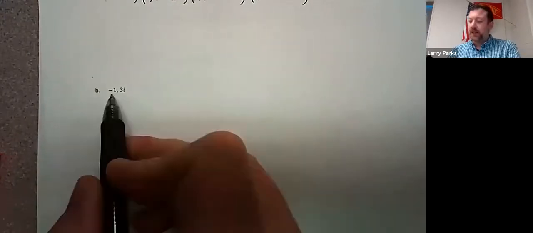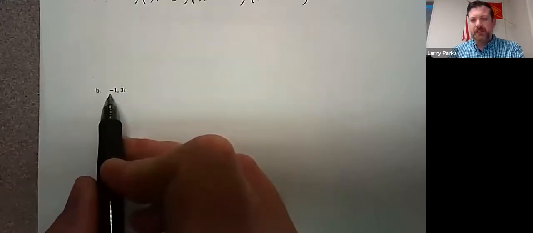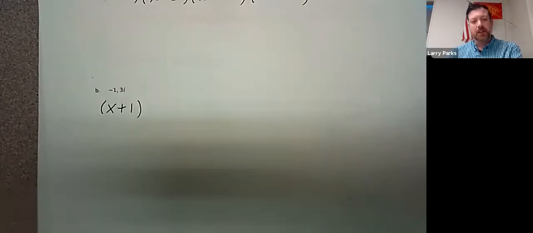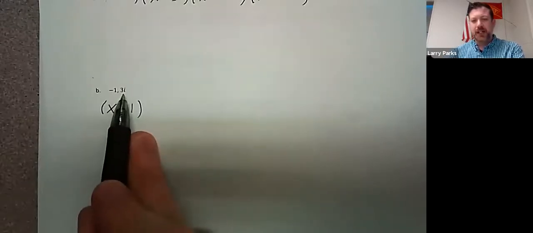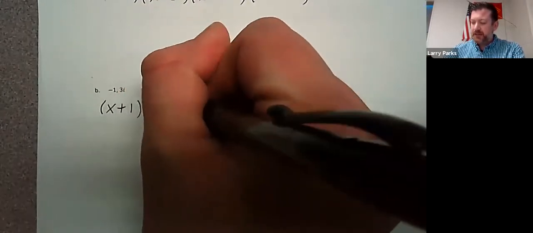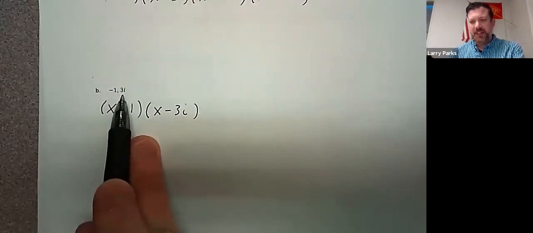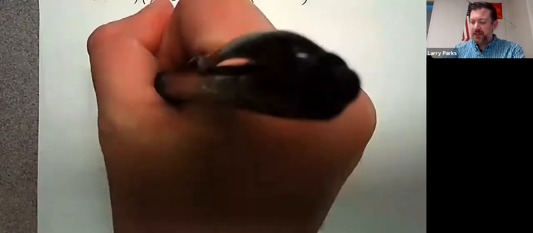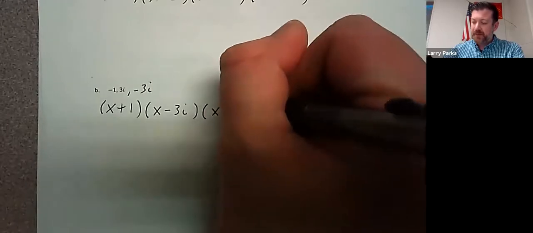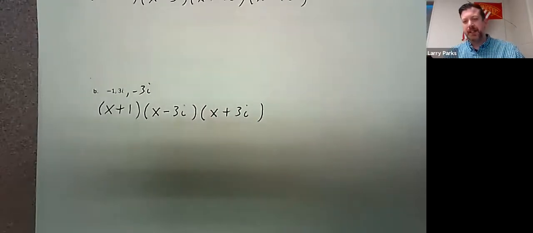Here, if the solution is negative 1, the factor would be x plus 1. If the solution is 3i, then the factor would be x minus 3i. And if 3i is a solution, so is its conjugate, so negative 3i is also a solution. So that'd be x plus 3i. And then you would multiply all that out to get the original polynomial, which again, we're not going to do.